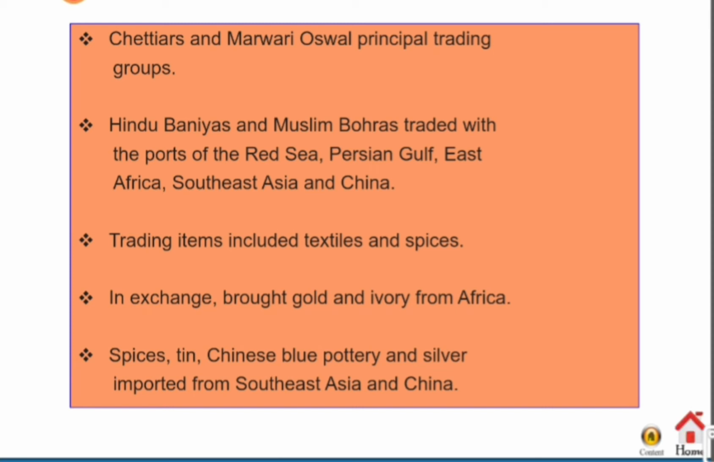Hindu Baniyas and Muslim Bohras traded with the ports of the Red Sea, Persian Gulf, East Africa, Southeast Asia and China. They exchanged textile and spices for gold and ivory. Spices, tin, Chinese blue pottery and silver were imported from Southeast Asia and China.